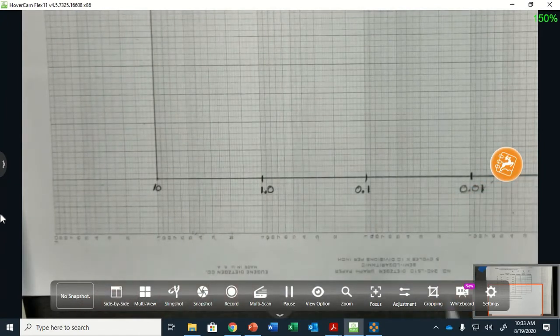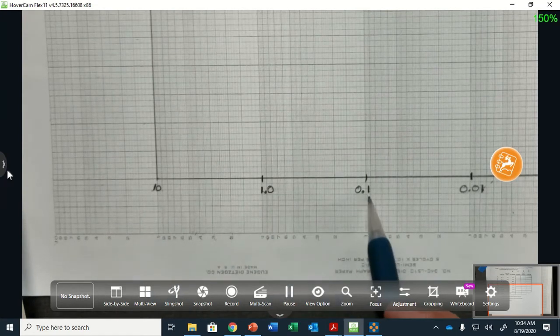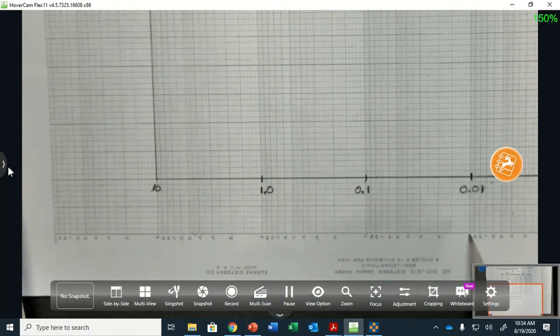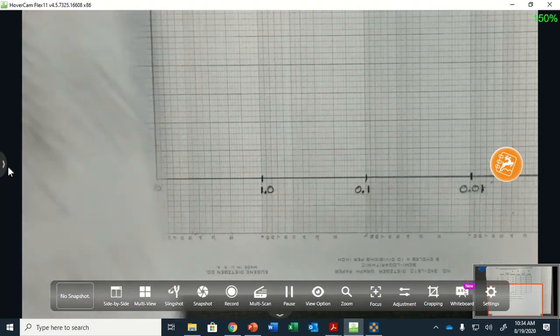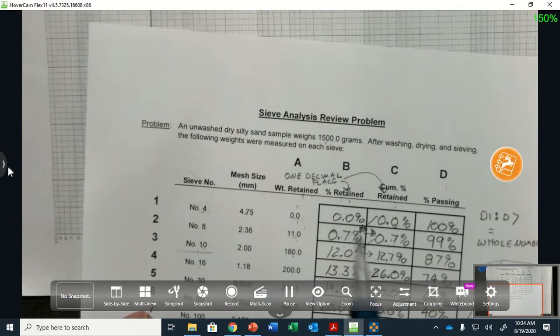0.01. Okay? So what's happening to the decimal place? It's moving. It's moving one spot to the left. 1.1, 0.01. As I go to the right, the decimal place is just moving to the left. Okay? So 10, 1, 0.1, 0.01, right?